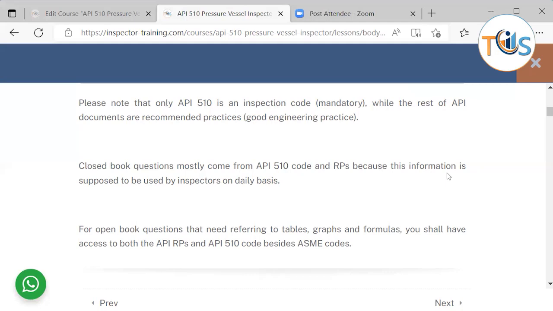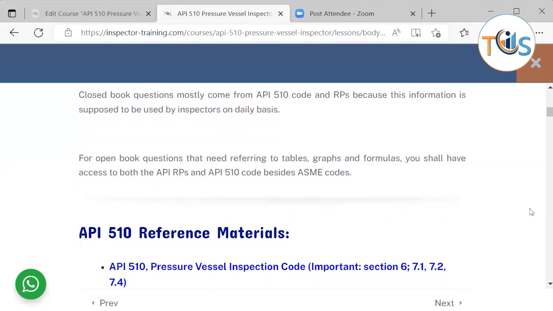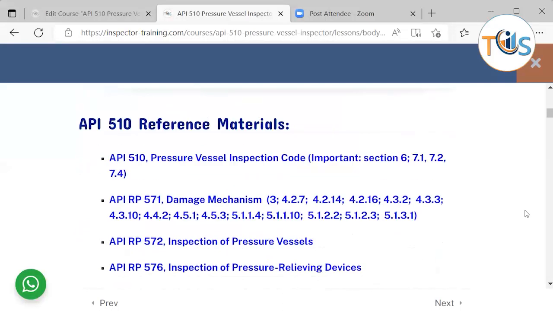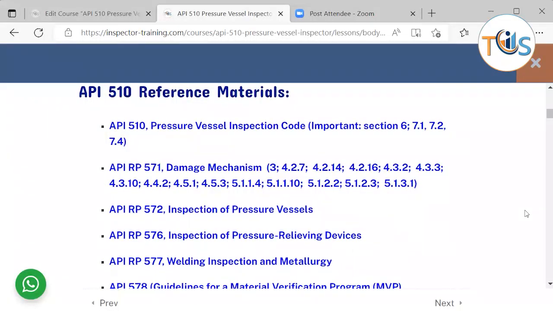So most of the closed book comes from 510 and recommended practices, because this information is supposed to be used by the inspector on a daily basis. For open book questions that refer to tables and graphs, you shall have access to both ASME codes and API code 510, and also the recommended practices. So the reference material, to sum it up, are as per the publication effectivity sheet and the body of knowledge for 510, with the important sections being 571, 572, 574, which is mentioned in the body of knowledge. So anything mentioned in the body of knowledge, you should study doubly, because that is what API says they expect the inspector to know.